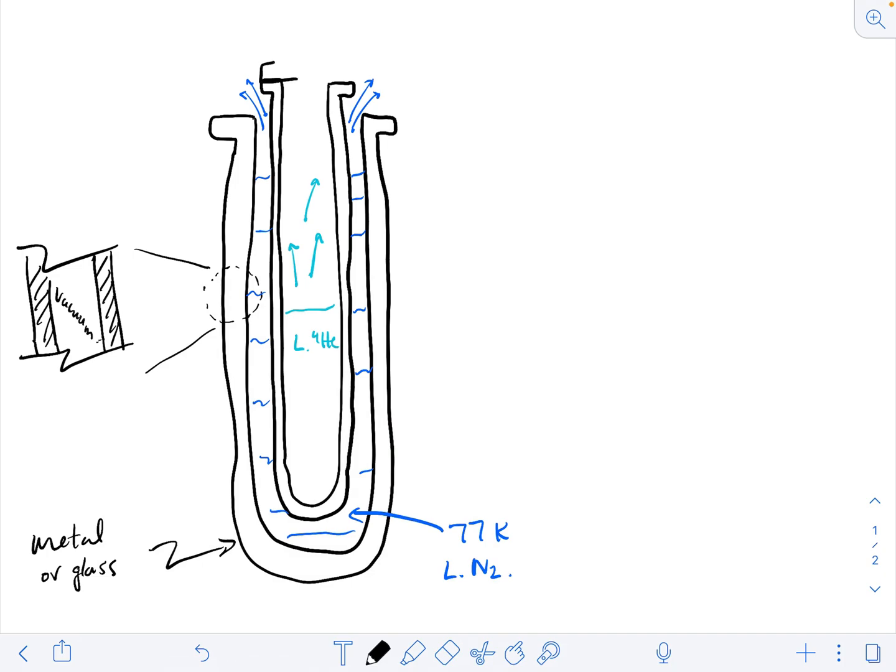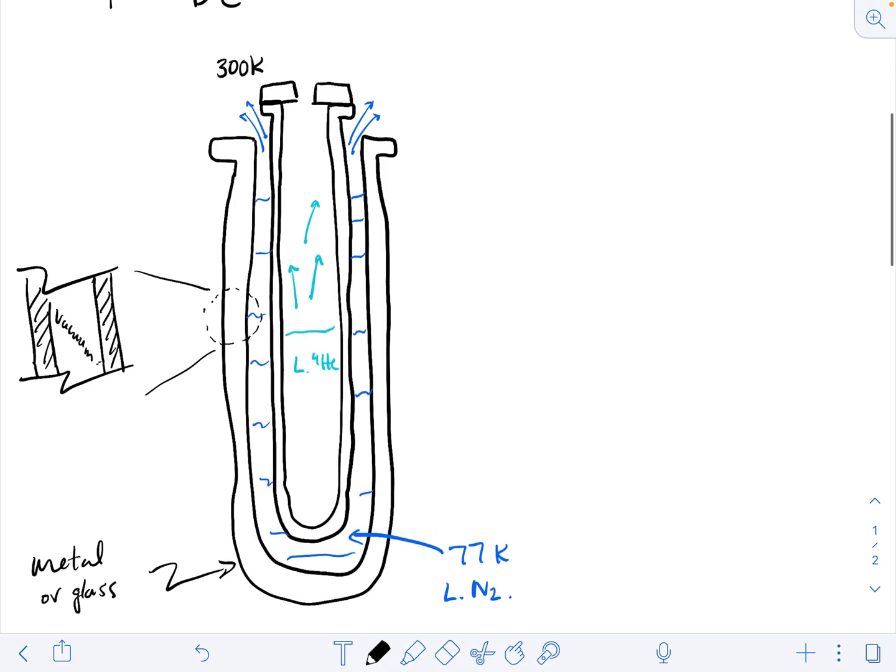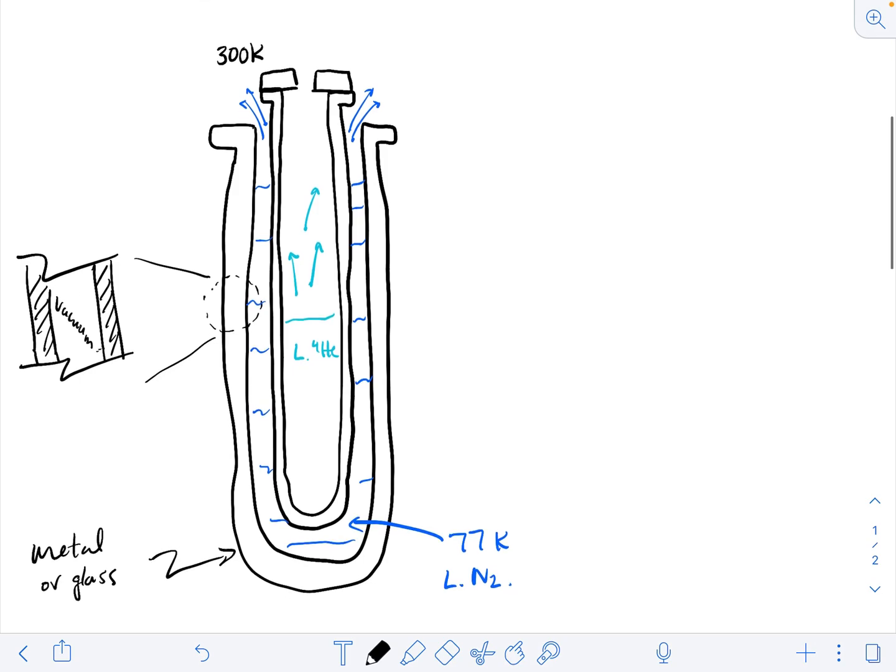But what we're actually going to do is we're going to seal the top of this dewar, maybe using O-rings or something like that. The top of the dewar is at 300 Kelvin. It's just at room temperature. But then on this top seal, this flange, we're going to connect a pipe that goes to a pump. And I'm going to use a symbolic symbol for a pump. So here's a pump. In practice, this will be some long tube that goes to a nearby pump.